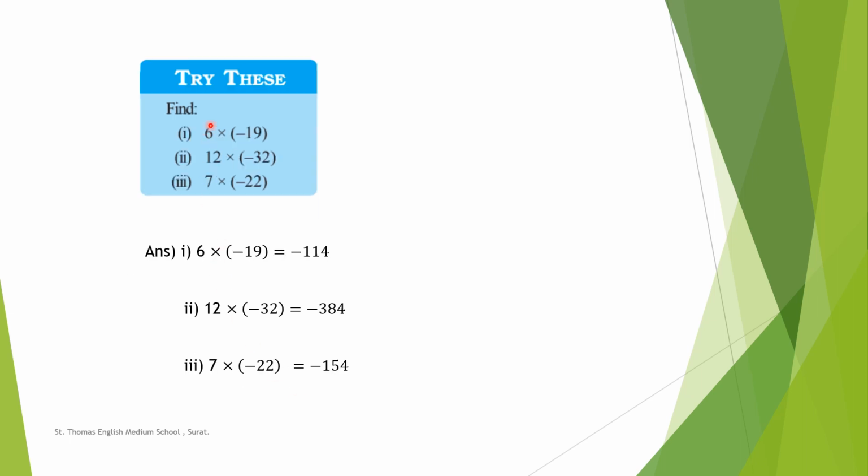Now try this, the same case you can see. Find 6 multiplied by minus 19, 12 multiplied by minus 32 and 7 multiplied by minus 22. Now as usual 6 multiplied by minus 19. One positive integer, one negative integer, always the answer is negative, and 19 6s. No need of copying this answer in your notebook. Multiply yourself 19 6s. Put a working column here, rough work, and multiply 19 6s.